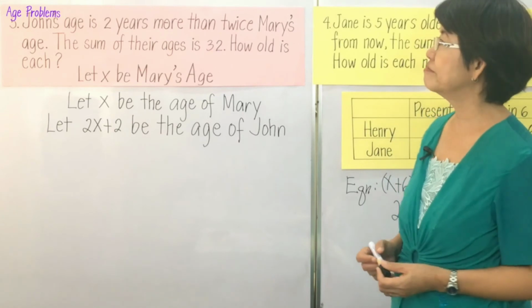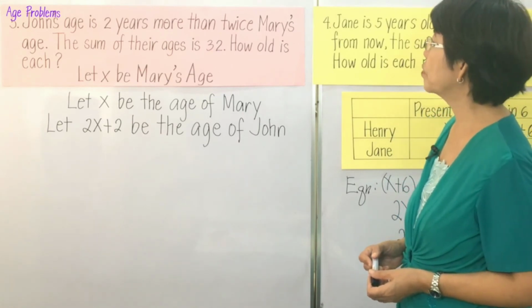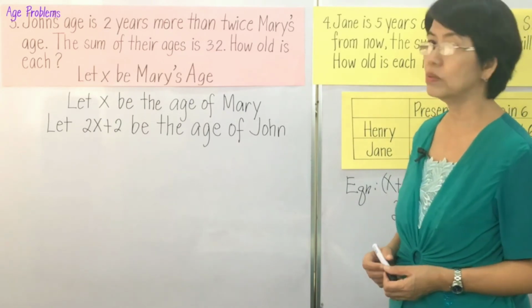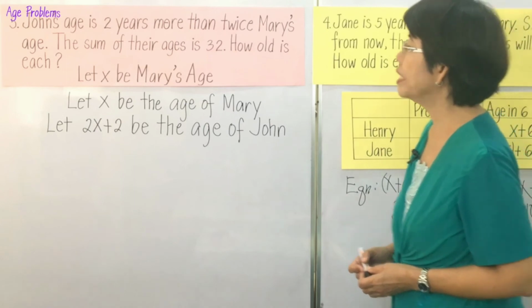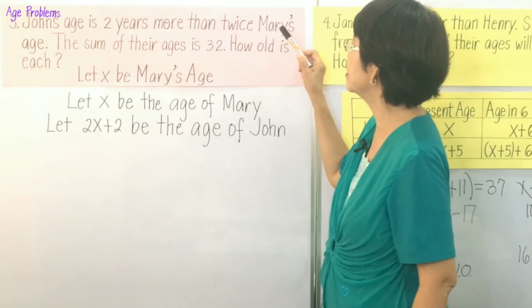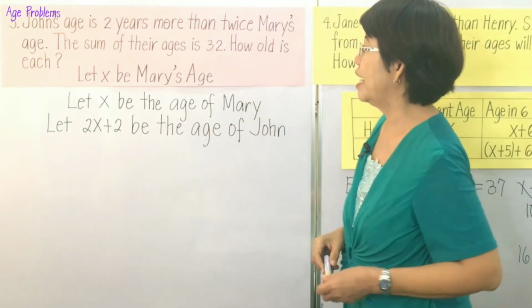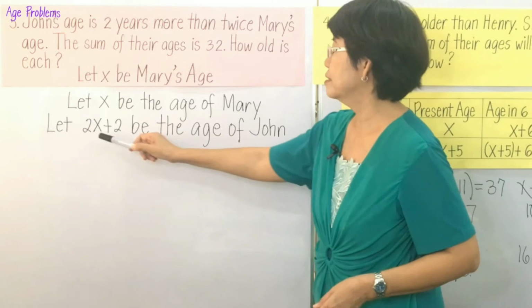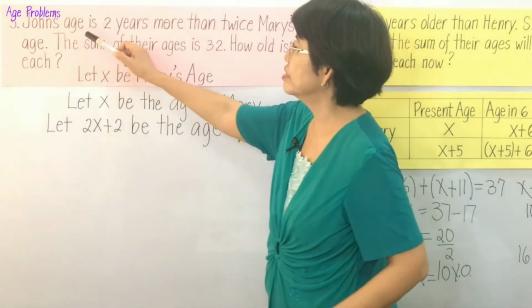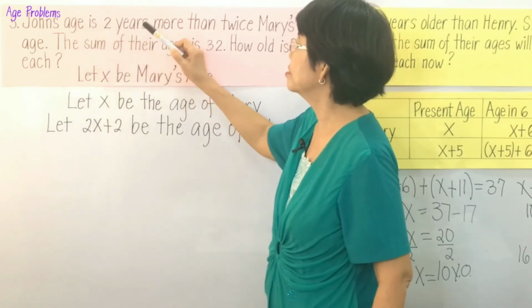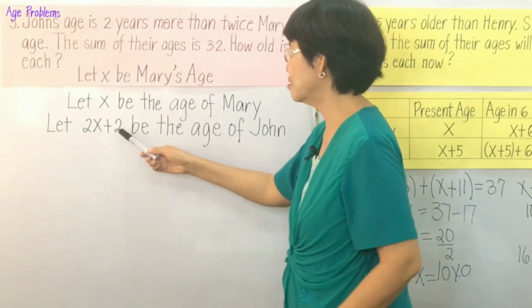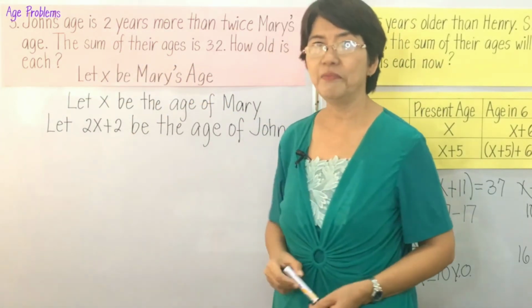Number 5, we have John's age is 2 years more than twice Mary's age. The sum of their ages is 32. How old is each? So we let x be Mary's age because John's age is being compared to Mary's age. And we let 2x plus 2 be the age of John because according to the problem, John's age is 2 years more than twice Mary's age. So this is 2 years more, and then this is twice Mary's age.